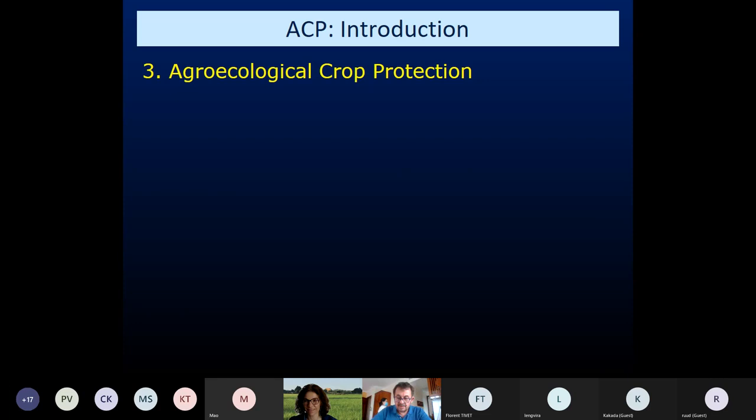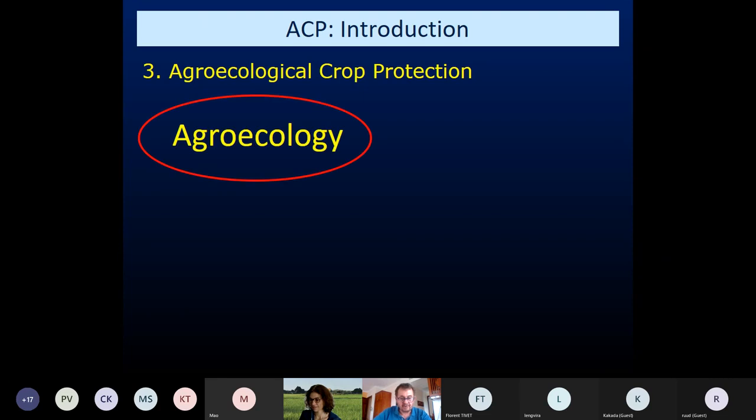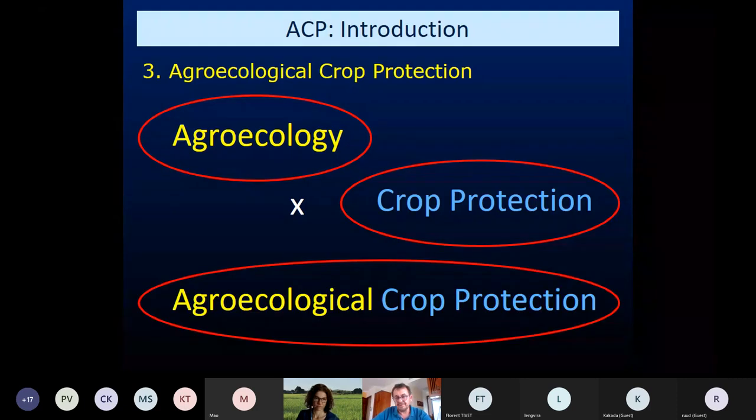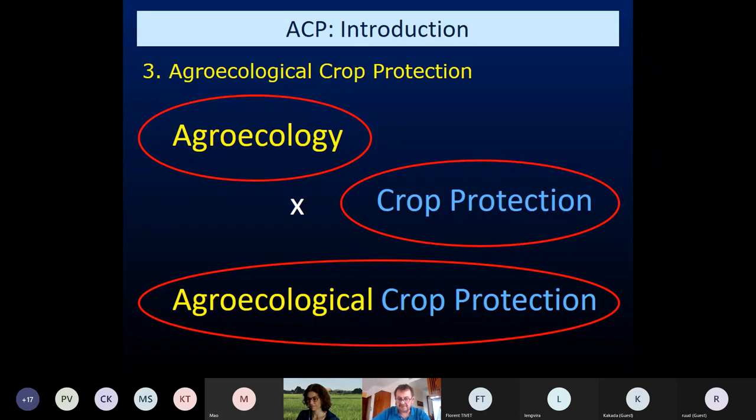Okay. So now we can talk about agroecological crop protection after having some words on agroecology and crop protection, and you will see it's very easy. You have agroecology. Now we know what it is. We have crop protection. We know what it is, and of course, agroecological crop protection is the cross, the mix between agroecology principles and crop protection. So agroecological crop protection is nothing other than applying agroecological principles to crop protection.